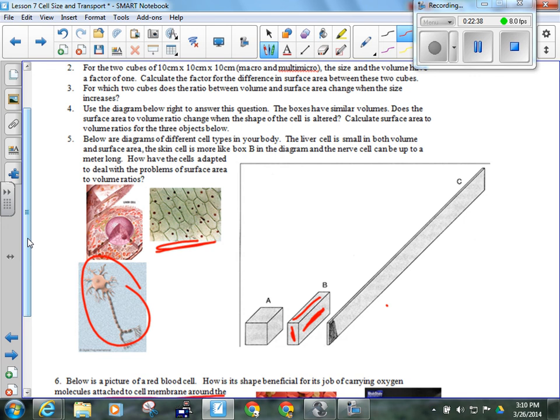Now number 5, like we said, goes along with number 4. Here are 3 different cells in your body. A liver cell is like A. Skin cells are like B. Nerve cells are like C. Tell me, how have they adapted to where they are in the body? Can they function where they are, based on how they might be supplied?